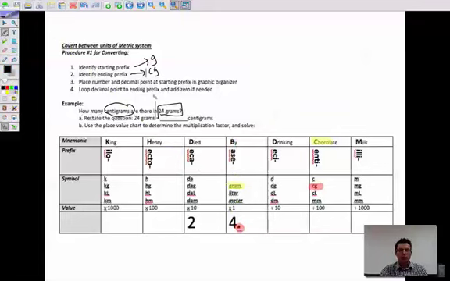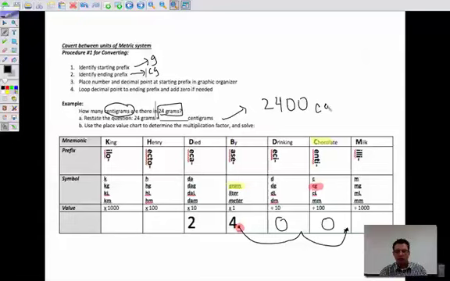Loop the decimal point to the ending prefixes and add zeros if needed. So I'm going to loop it over. 1, 2. It needs to be to the right of the number. I have empty loop-de-loops, so I have to add zeros. So, how many centigrams are there in 24 grams? Well, there's 2,400 centigrams. Let's try another one.